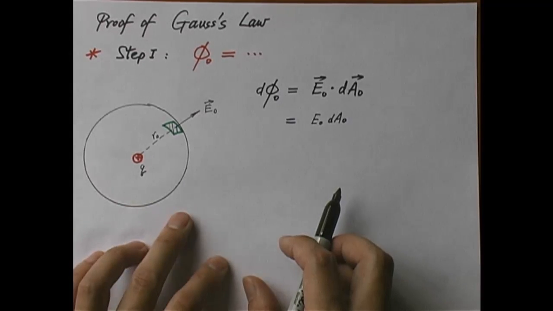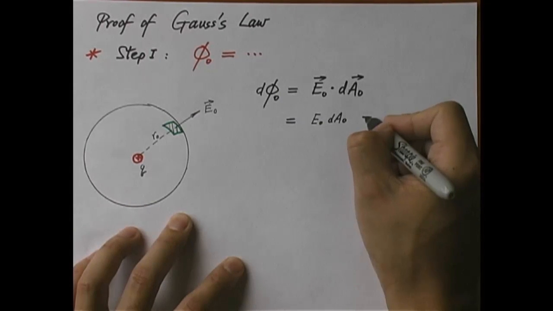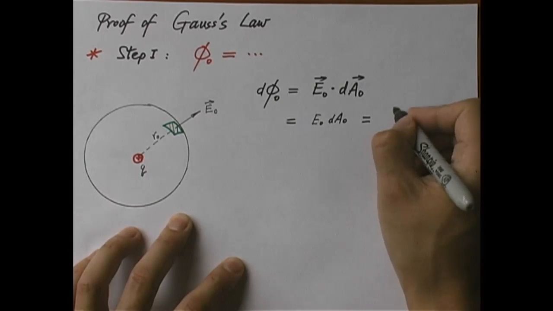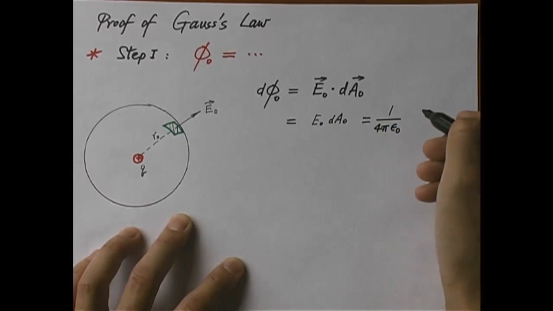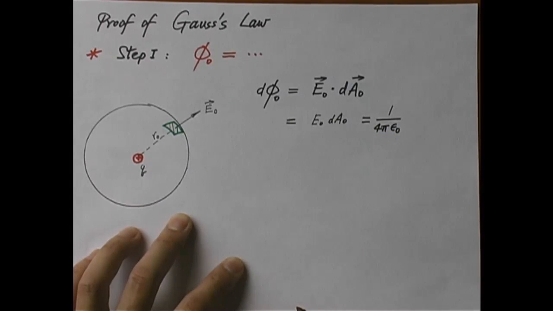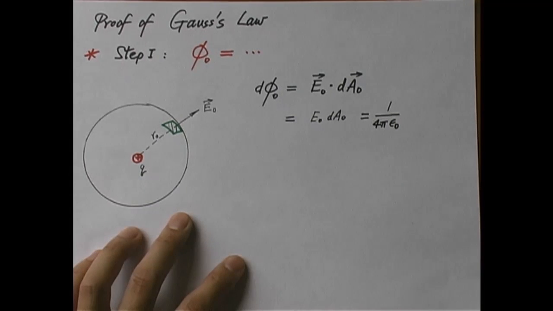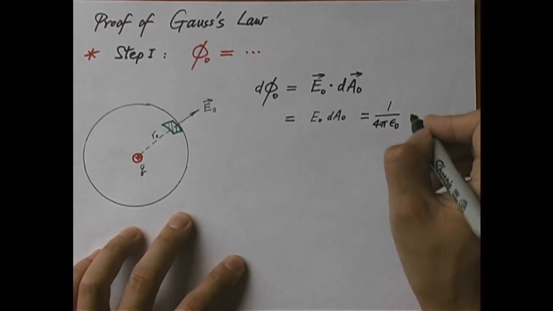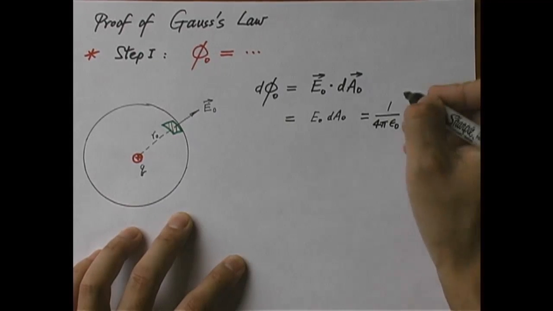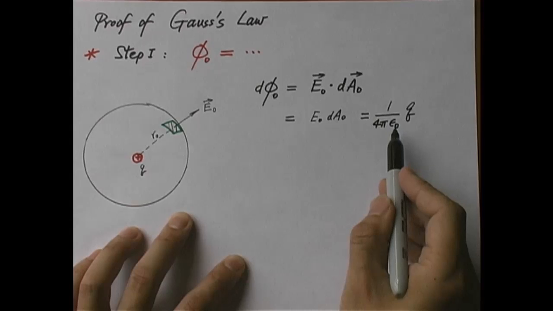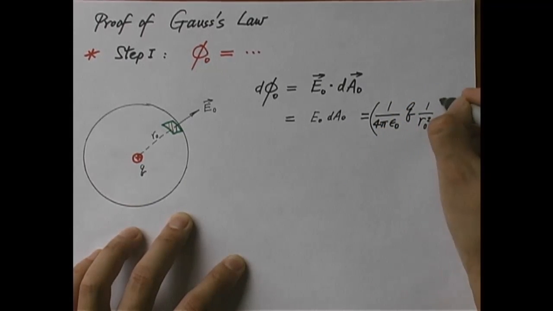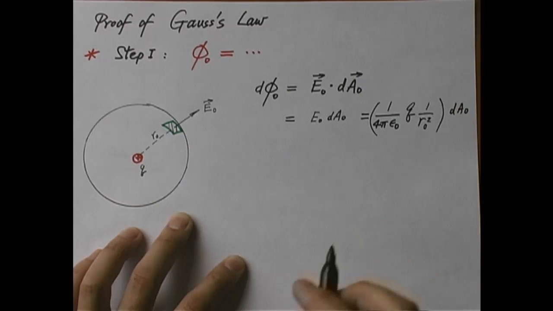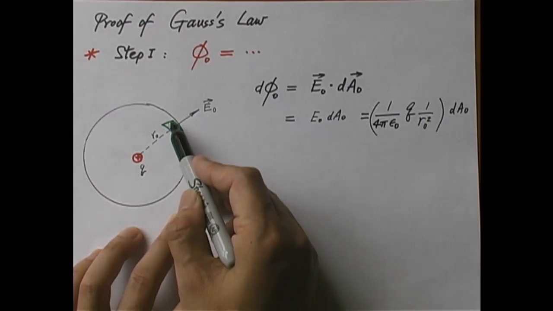Okay, now next, we know what E naught is, don't we? It is KE. K can be written as 1 over 4 pi epsilon naught, as you saw in the textbook. So it's another way of expressing the fundamental constant K, 1 over 4 pi epsilon naught. Okay, and then times the charge Q. That is the electric field, the magnitude. Don't forget to divide this by r squared, r naught squared in our case. Okay, so that is the electric field, and then times dA naught. Now, this is d phi naught, the electric flux through this little patch.